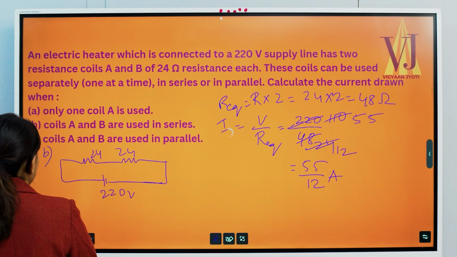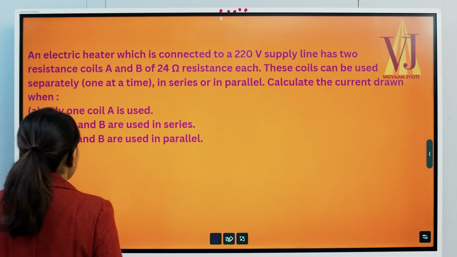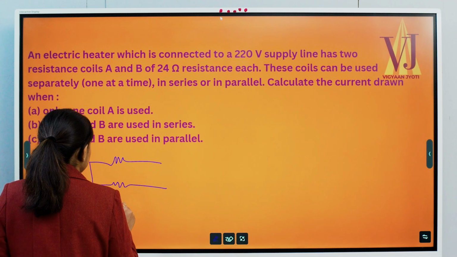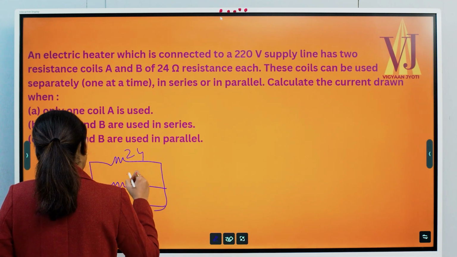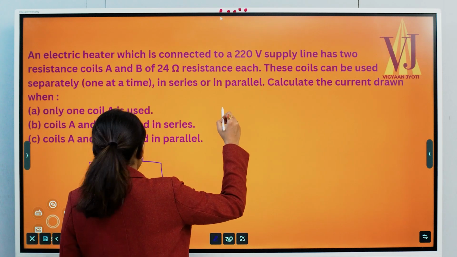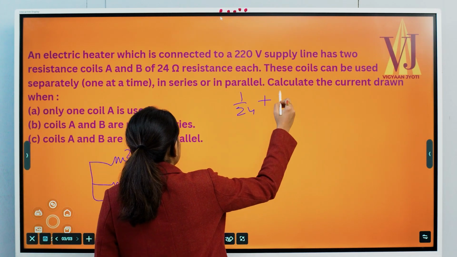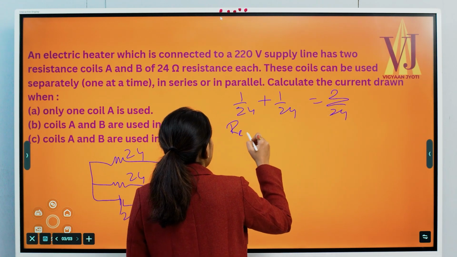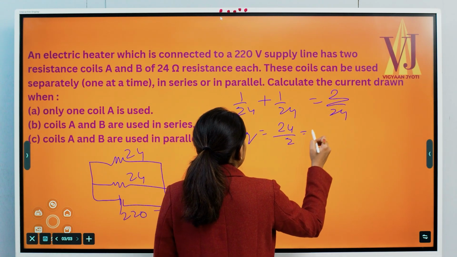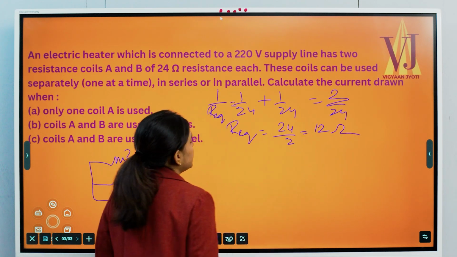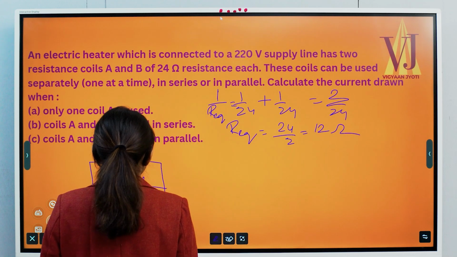Okay, have I done with parallel? No, no. Okay. So now we will do with parallel. Twenty-four, and this will be how much? 220. That means 1 by 24 plus 1 by 24. How much we have? 2 by 24. So that means our equivalent resistance will be what? 24 by 2. That's 12 ohm. Understood? I've done reciprocal. Okay, so 12 ohm is the equivalent resistance.